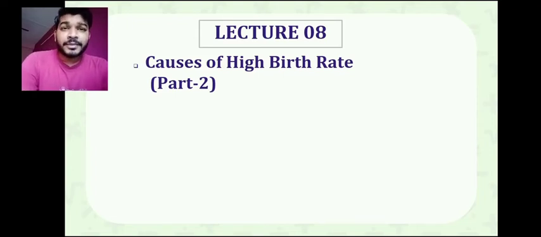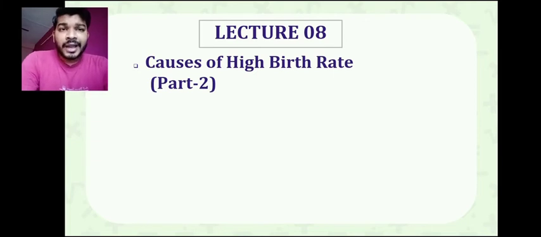We are learning chapter 7, Population, of standard 12th economics. Today's lecture will be on causes of high birth rate. We have already started this topic, and part 1 is already completed in lecture 7, where we talked about social factors. Today we are going to start with economic factors in our lecture number 8.